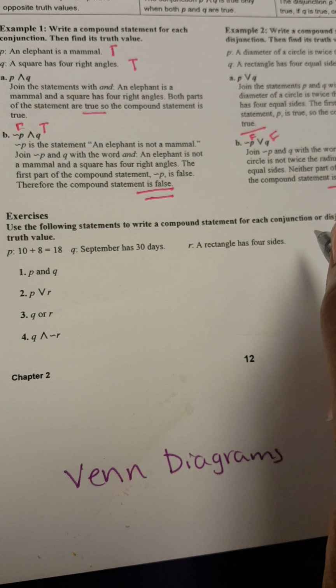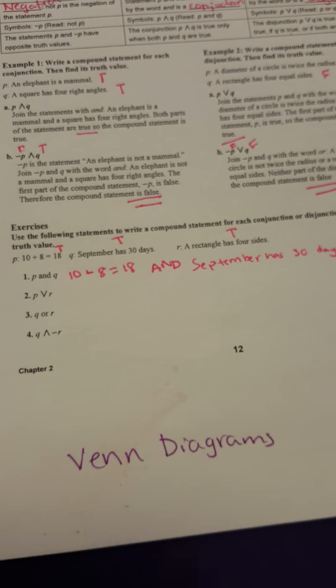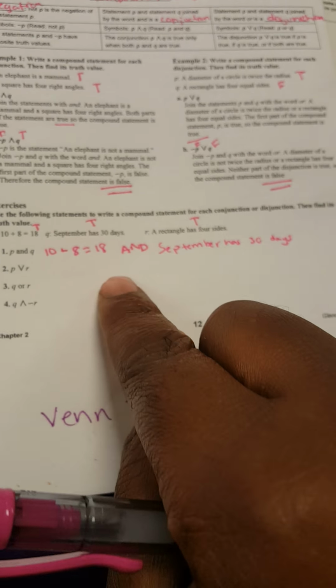Okay, first off, let's look up here and make sure these are true. 10 plus 8 equals 18. That's true. September has 30 days. That's true. A rectangle has 4 sides. That's true. Okay, so since both parts of my conjunction are true, this is a true statement.